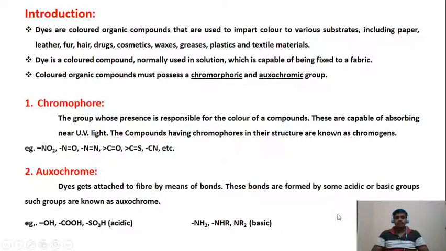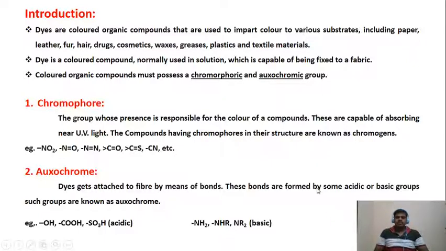There are two types of oxochrome: acidic oxochrome and basic oxochrome. Examples of acidic oxochrome are OH, that is hydroxyl; COOH, that is carboxylic; and SO3H, that is the sulfonic acid group. If these groups are present in any dye, then they are called acidic oxochromes. Then primary amine, secondary amine, and tertiary amine come under the class of basic oxochrome.